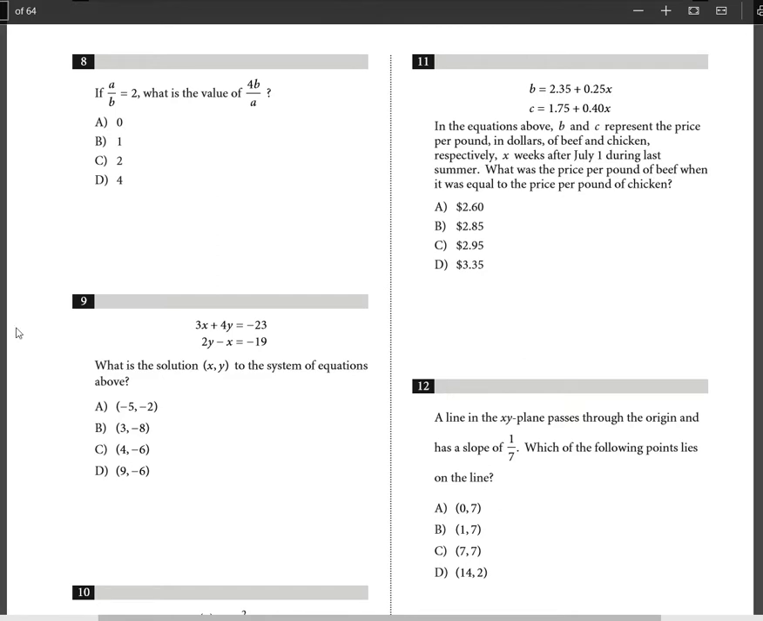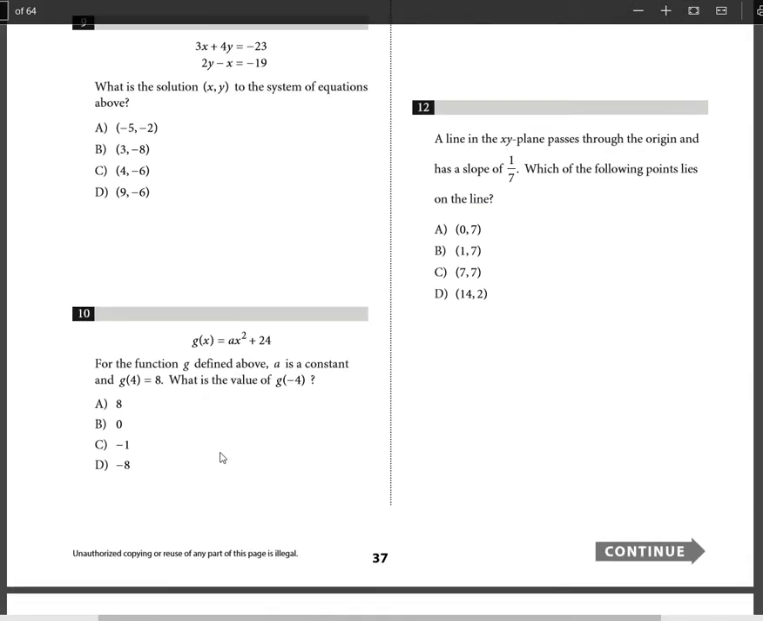Going on to the final one for the page, number 12. A line in the xy plane passes through the origin. The origin is 0, 0. On a graph, it is a middle point. And it has a slope of 1 over 7. Rise over run, for those that remember that, which is the change in the y value over the change in the x value. So which of the following points lie on the line?